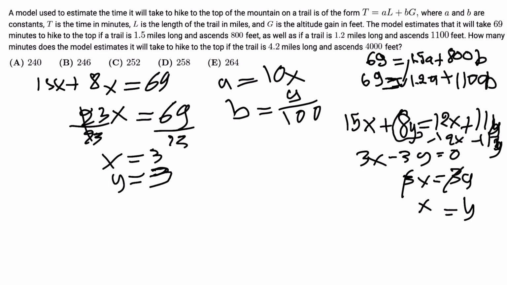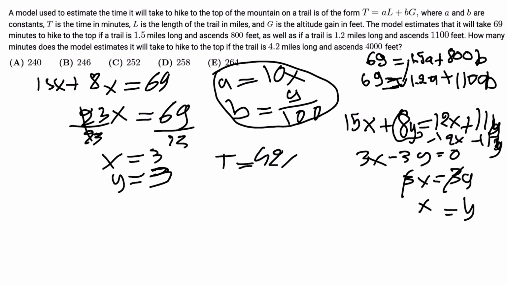So now we can go ahead and solve the problem that we want. How many minutes does the model estimate it will take to hike to the top of the trail if the trail is 4.2 miles long and ascends 4,000 feet? If we use these two substitutions that we created, we're going to have T equal to, instead of 4.2A, 42x. And instead of 4,000B, we're going to have 40y. And now we can replace x and y with 3.